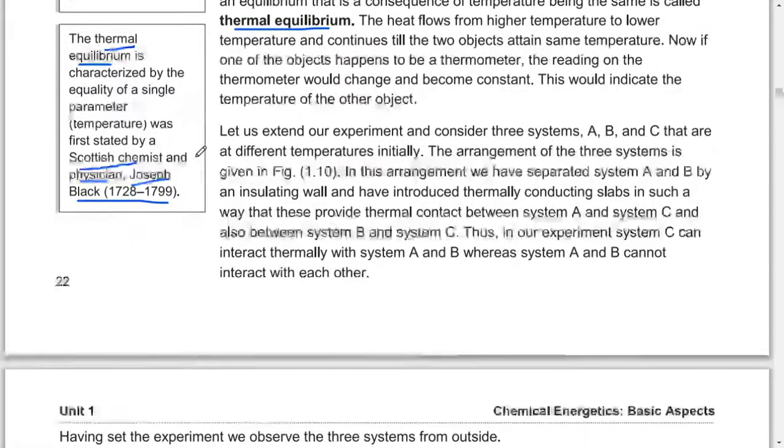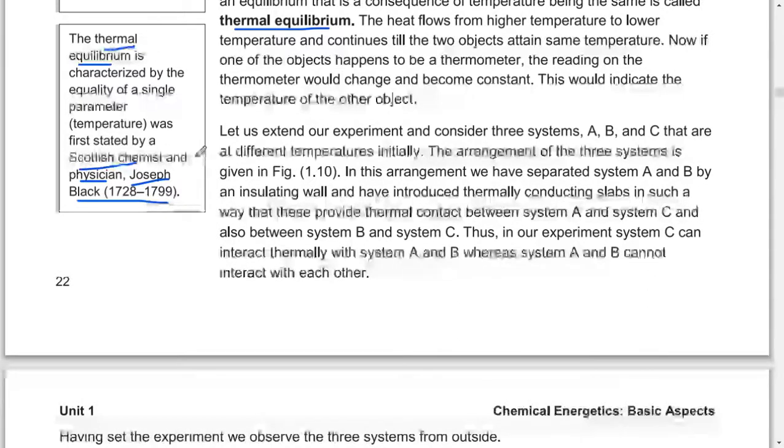Let us extend our experiment and consider three systems A, B, C that are at different temperatures initially. The arrangement of the three systems is given in the figure. In the arrangement, we have separated systems A and B by an insulating wall and have introduced thermally conducting slabs in such a way that this provides thermal contact between system A and system C and also between system B and system C. Thus, in our experiment, system C can interact thermally with systems A and B, whereas systems A and B cannot interact with each other.